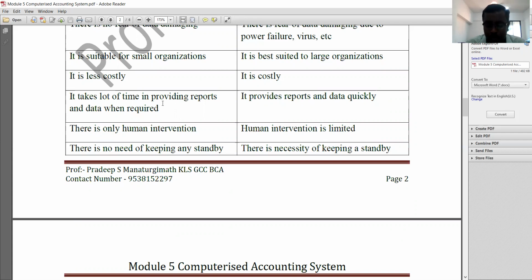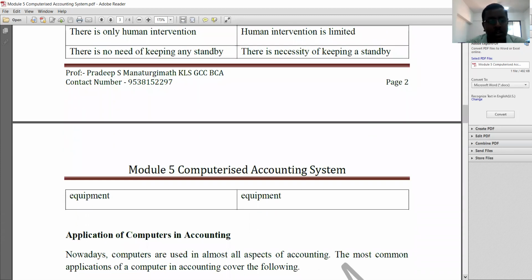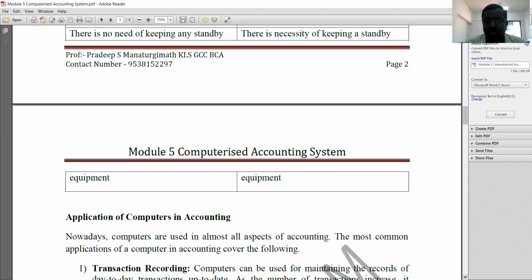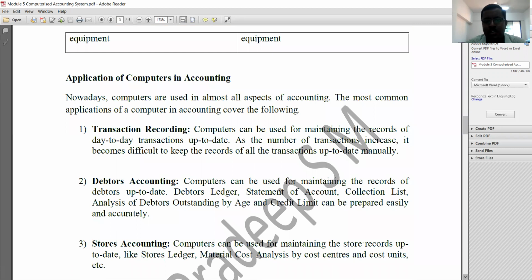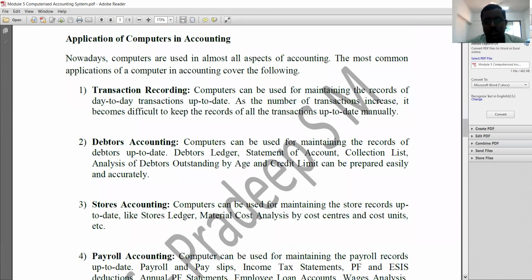As we all know, there is only human intervention in the manual accounting system, but in the computerized accounting system there will be limited human intervention. Then another important difference is where we need standby equipment and where it is not necessary. In manual accounting systems, standby equipment is not necessary; no need to keep any. But in the computerized accounting system, we must maintain standby equipment. So these are the differences between the computerized accounting system and the manual accounting system.